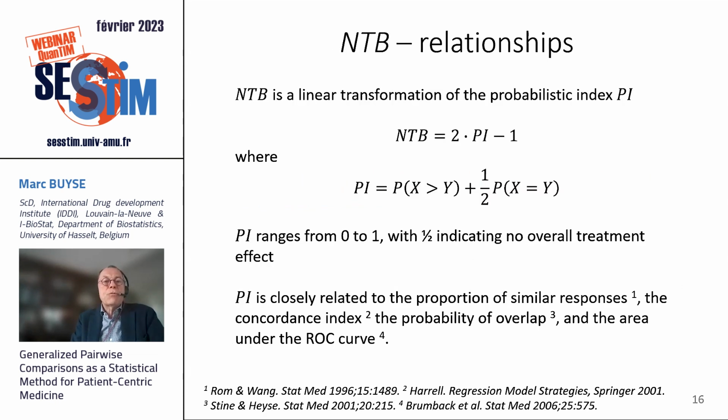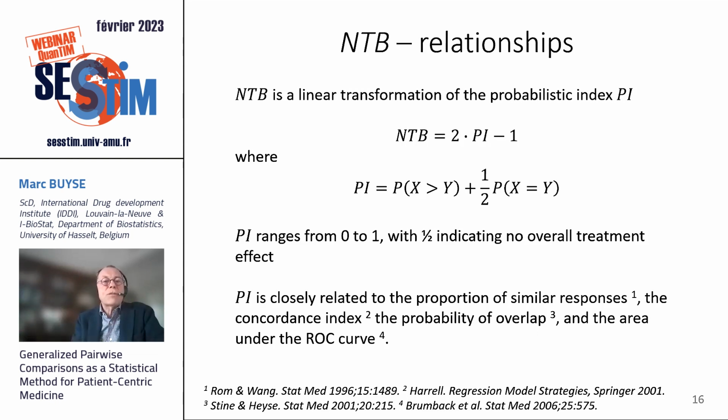There is a relationship between the net treatment benefit and another measure of treatment effect called the probabilistic index, which is simply the probability that X is greater than Y. You may have seen this before. And this is something that has been studied in great detail in the statistical literature. It's also called the proportion of similar responses, the concordance index, which is due to Frank Harrell, the probability of overlap, and the area under the ROC curve.